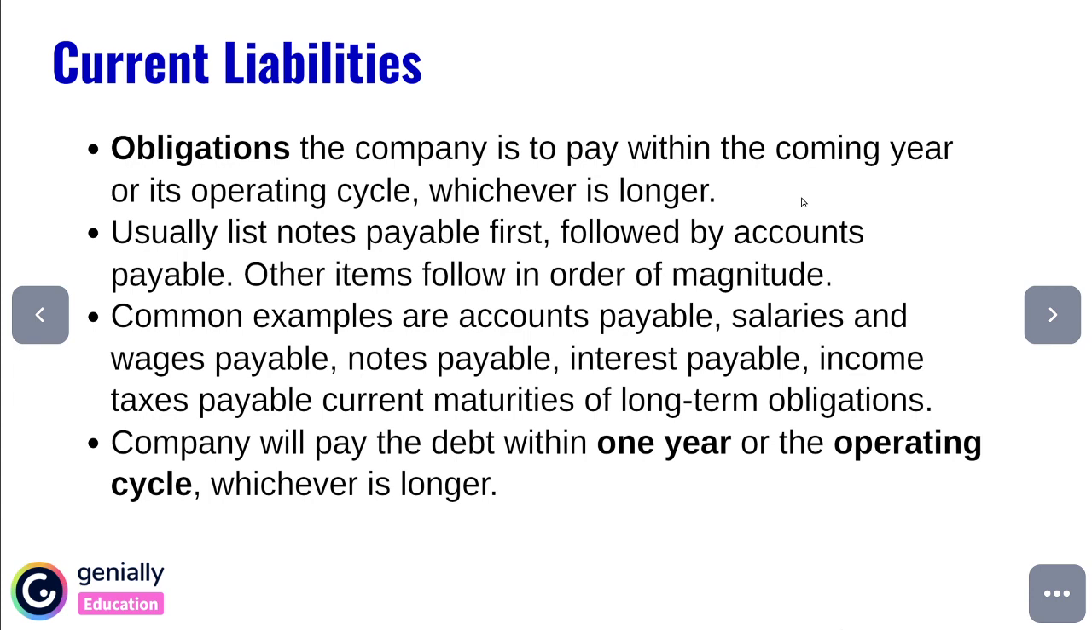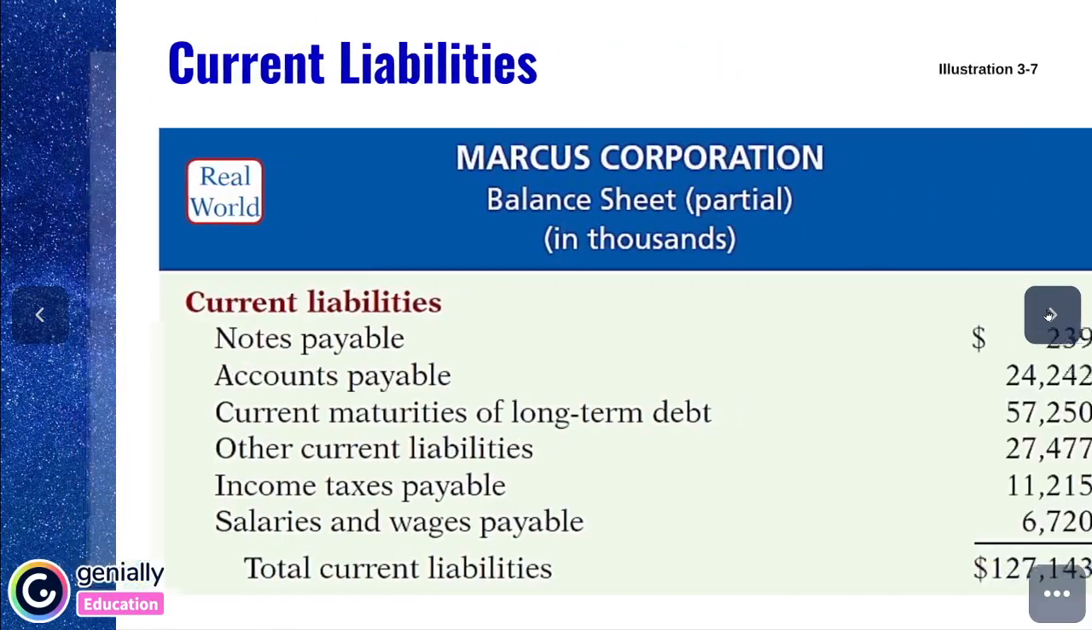Notes payable is the loan that you borrow for a short-term period. Interest payable is the interest you have to pay. Then there are income taxes payable, and also the current maturity of long-term obligations. It means that in the next month you have to pay some of your long-term debt. So the company will pay the debt within one year or the operating cycle, whichever is longer. That is the concept and some examples of current liabilities.